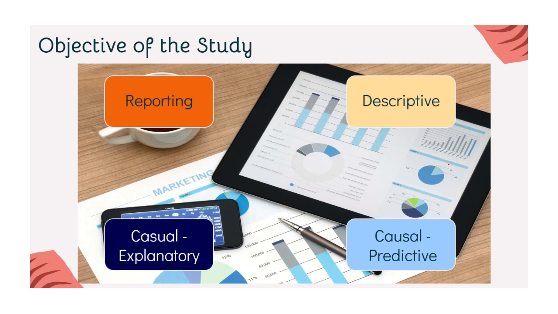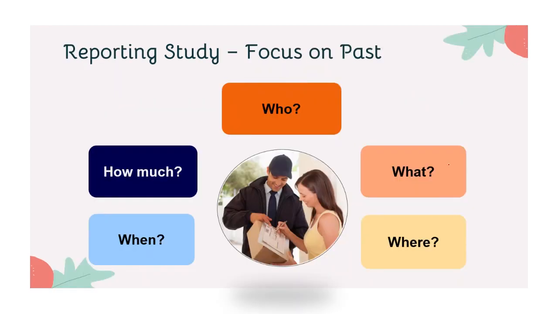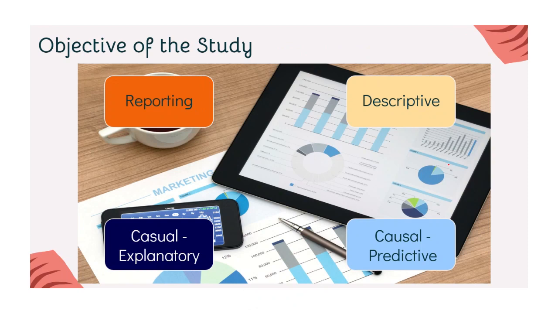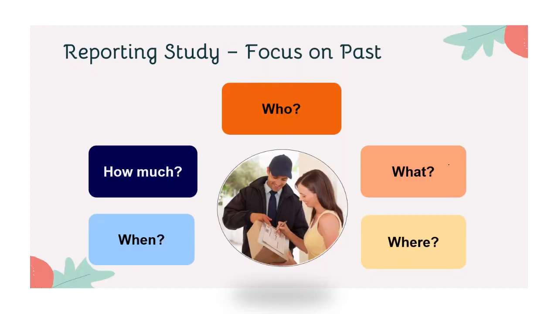Okay. Now there are 4 main objectives. There are 4 main objectives of doing research: reporting, descriptive, causal exploratory, and causal predictive. We're going to be looking at them one by one.